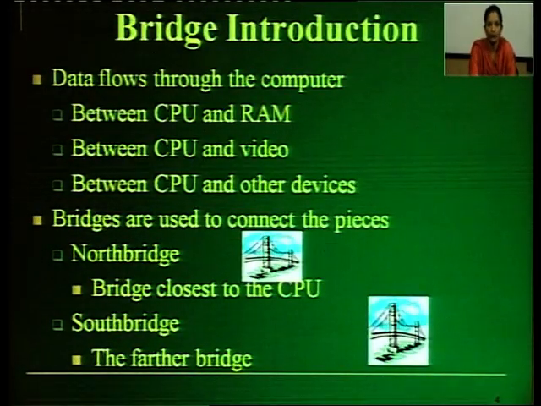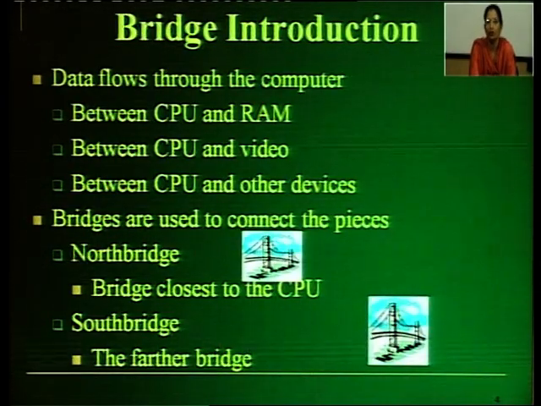So, the data flows through the computer between the CPU and the RAM, between the CPU and the video, and between CPU and various other devices. The CPU needs to communicate with all other devices for the data flow through the computer. So, there must be some connecting devices that can interconnect between the CPU and all the other devices. The bridges are those devices which are used to connect the various components to the CPU. Now, there are two kinds of bridges according to their distance from the CPU.